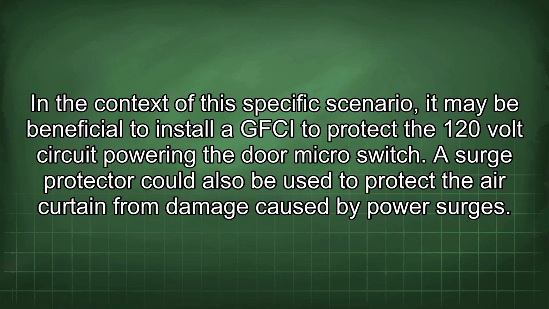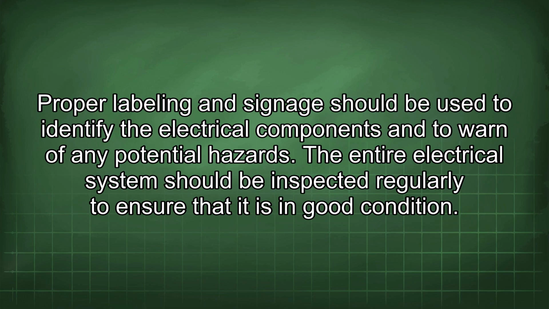In the context of this specific scenario, it may be beneficial to install a GFCI to protect the 120-volt circuit powering the door micro switch. A surge protector could also be used to protect the air curtain from damage caused by power surges. Proper labeling and signage should be used to identify the electrical components and to warn of any potential hazard. The entire electrical system should be inspected regularly to ensure that it is in good condition.